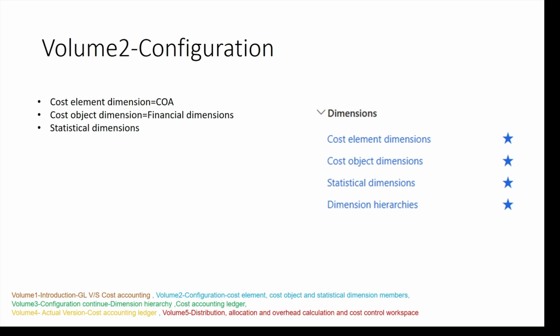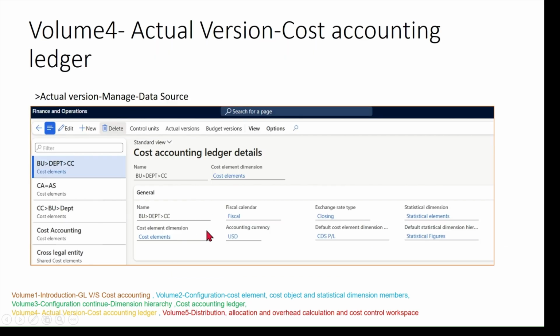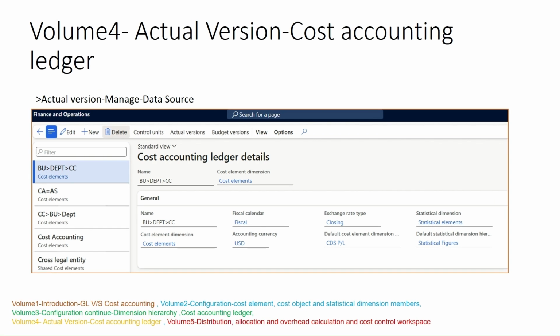In volume 2, we did a configuration where I configured the cost element, the cost object, and the statistical dimension. This helped to bring the account and the cost center which are needed for the posting. Then we have the dimension hierarchy, which was covered in volume 3, where we learned about the hierarchy of an account or the cost object. Volume 4 is where we will cover the cost accounting actual version. So this is what we are going to learn now.